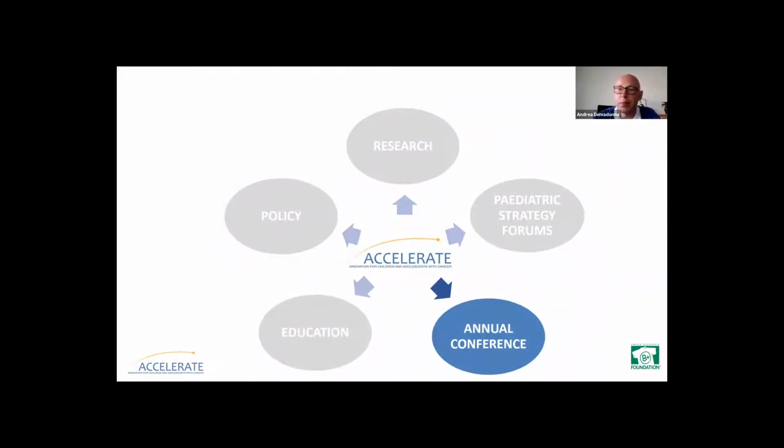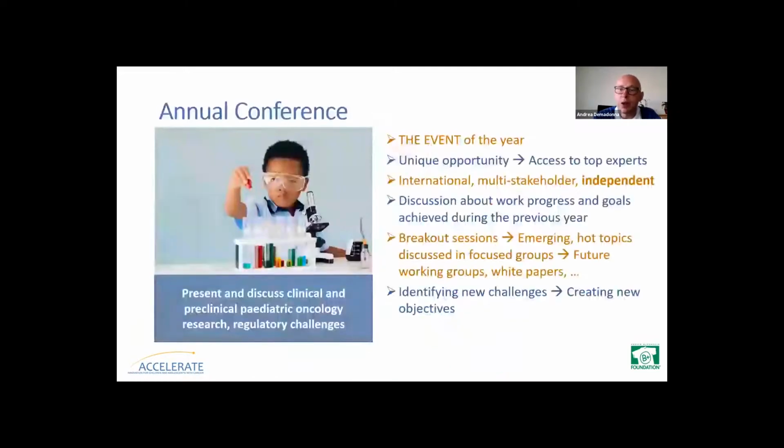Now let's move to the third part of our work, which is represented by the annual conference. The annual conference is the largest and most important event we organize every year in the month of February. It offers the participants a unique opportunity because on one side, they can listen and discuss with international experts about the latest developments in science and regulation in pediatric oncology. And on the other side, we showcase the latest results of the platform. And we define together with participants the priorities of the annual work.